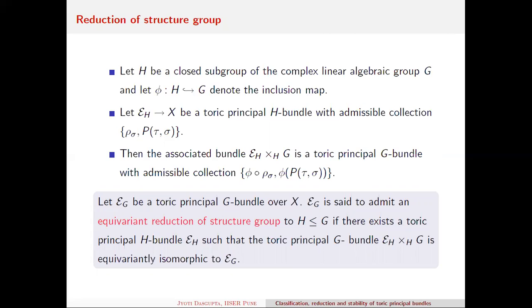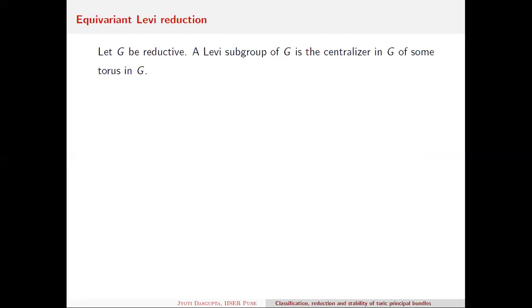And in fact, using our classification theorem, we give another description of this reduction of structure group as a combinatorial description in terms of the admissible collections. So in particular, if we restrict our attention to reductive groups and consider equivariant Levi reduction, where a Levi subgroup for a reductive group is the centralizer in the group of some torus.